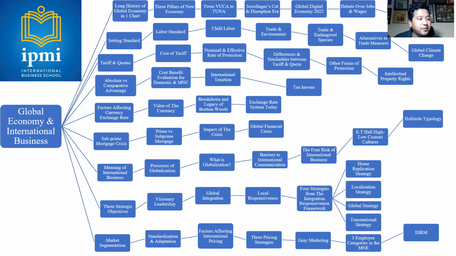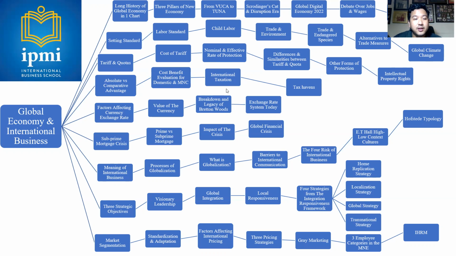And let's move on to absolute versus comparative advantage. In absolute advantage, we use fewer resources than the other country, whereas in comparative advantage, we can produce at lower marginal costs. And then there's also the cost benefit evaluation for domestic firms and MNCs. In here, it shows where the MNC and domestic firms should stand in their position to gain higher benefit.